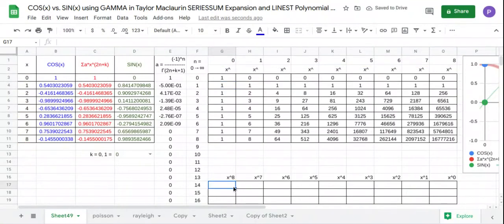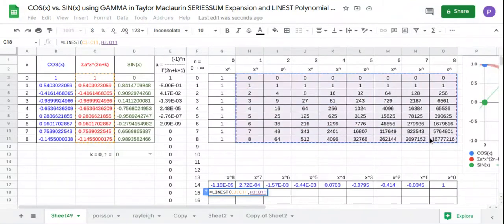And now we can use LINEST. LINEST data y and data x. And LINEST data y and data x. And finally, the sine function LINEST data y and data x.